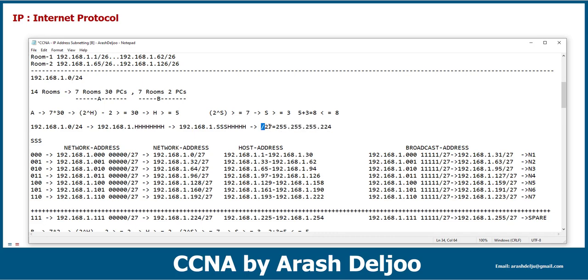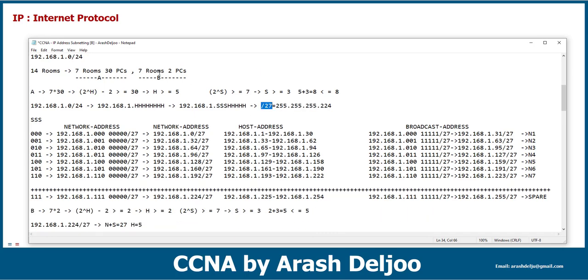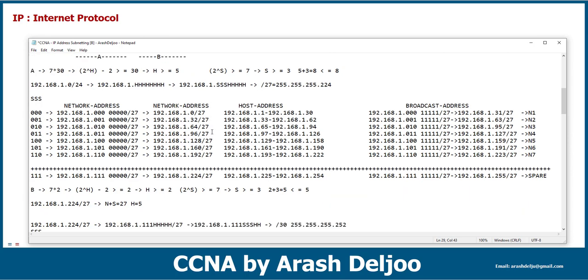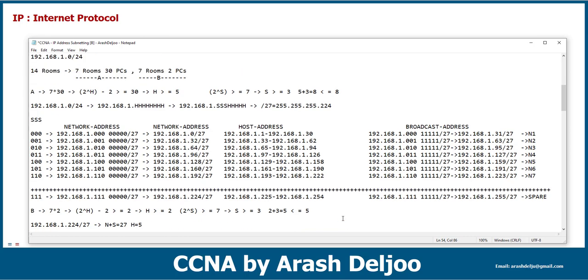255.255.255.224, which means /27. And also for scenario B, the rooms with 2 PCs, now we find this subnet mask is suitable. This means that in this scenario we are using variable length subnet mask, or VLSM. Why? Because we have two types of requirement.